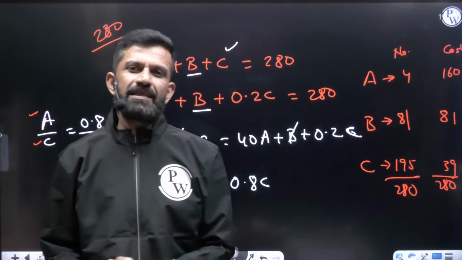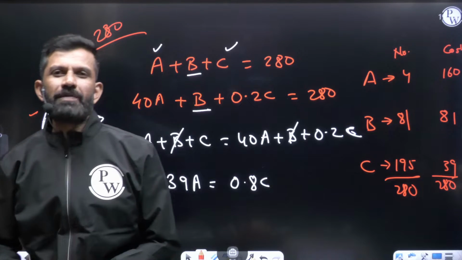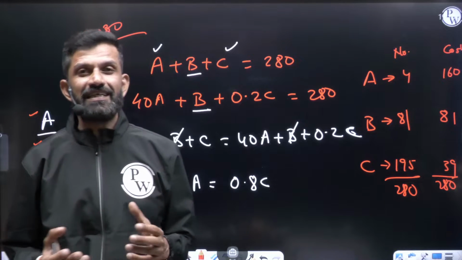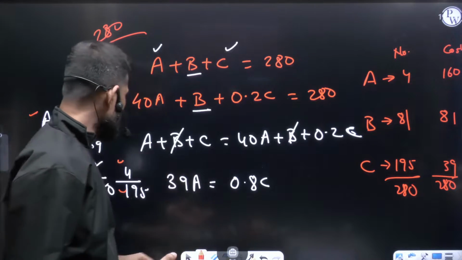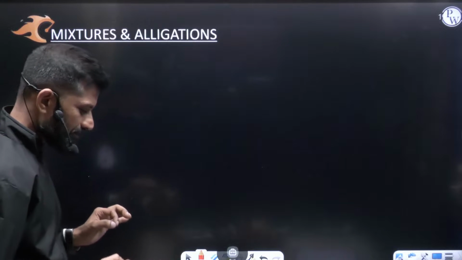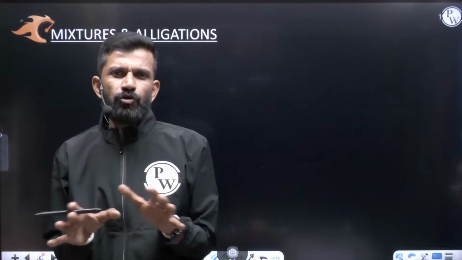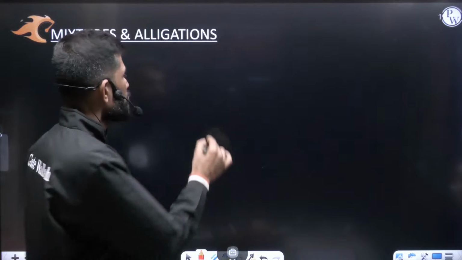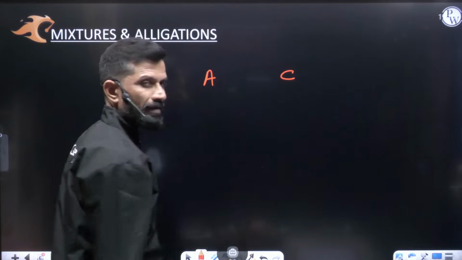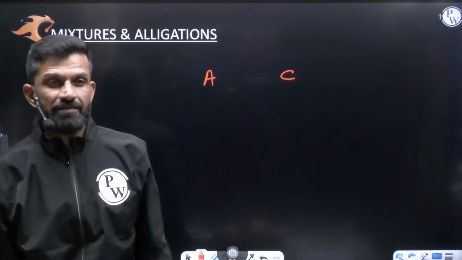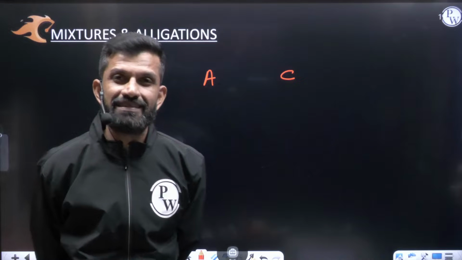Let me tell you, with this equation method, there came out one more method which we call the alligation rule. Mixtures and alligation. Now what is this mixtures and alligation? We'll understand. Here in this question we have 3 products, A, B, C. With which product do we not have any problem? B. Because 280 rupees requires 280 products. So the main adjustment we have to do is with A and C.